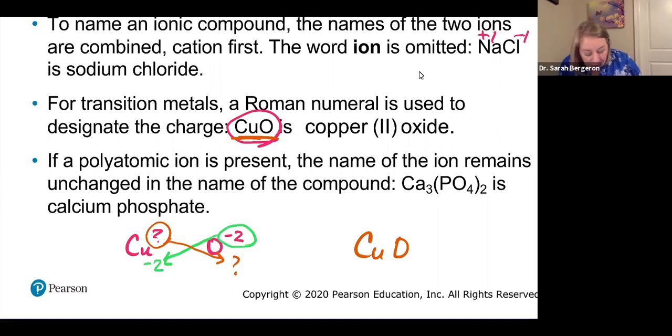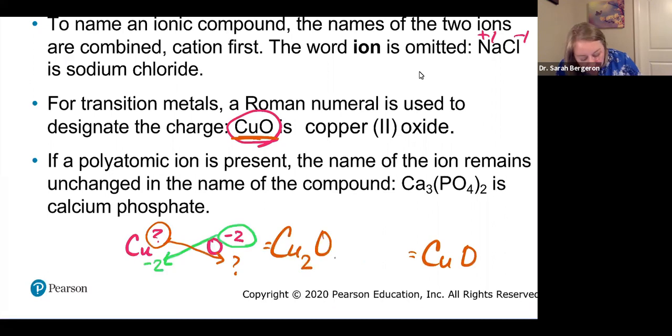So what's going to have to happen in between? Well, let's look. So we know we're going to have Cu2O something. How am I going to reduce that to CuO? Well, that means I have to have Cu2O2. And then that reduces to CuO. Okay, so the transition metals can be kind of tricky, and we'll do some examples.